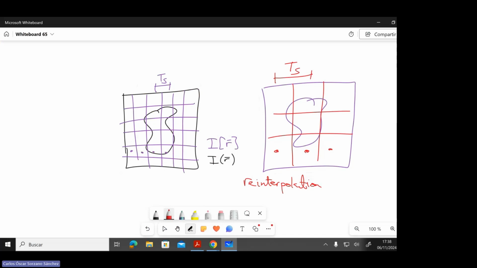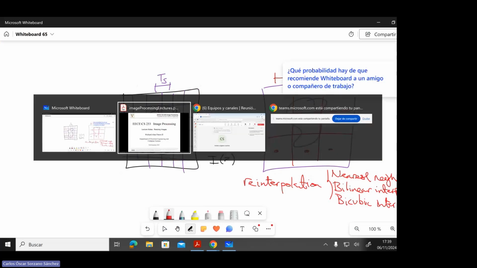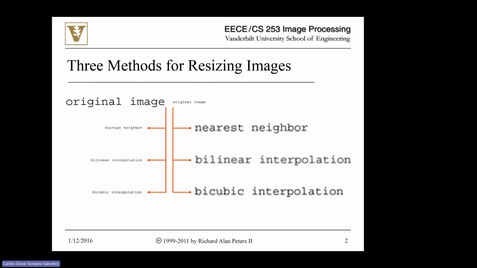And we will introduce 3 interpolation schemes. We will use nearest neighbor. We will use bilinear interpolation. And then we will use bicubic interpolation. So let's see. Let's start with nearest neighbor.